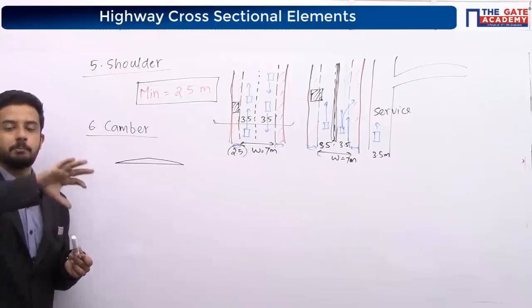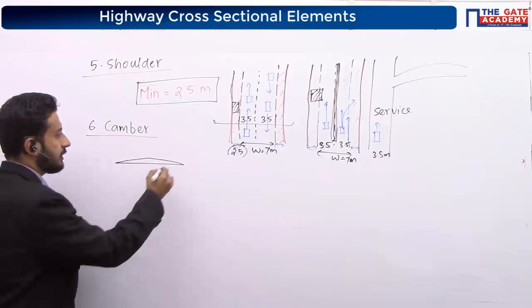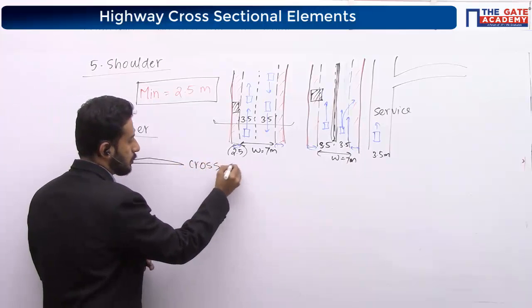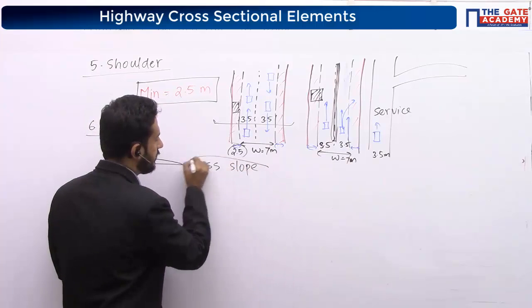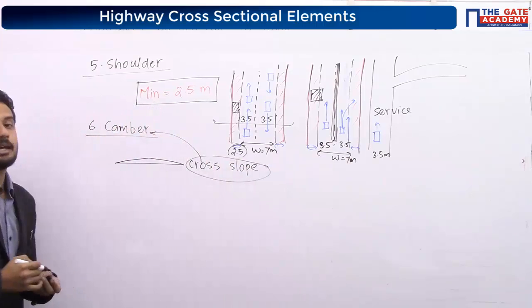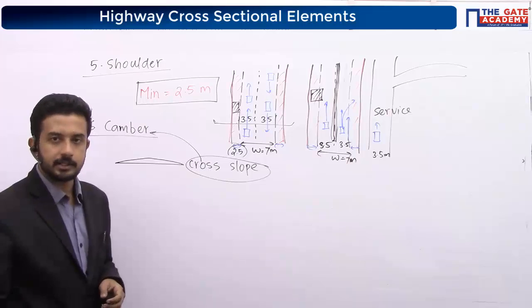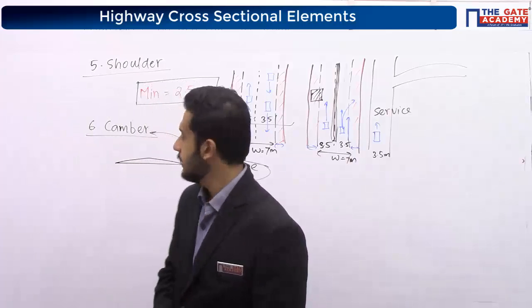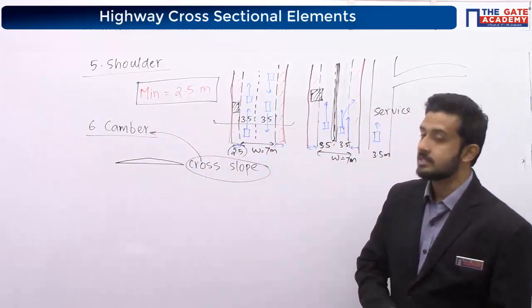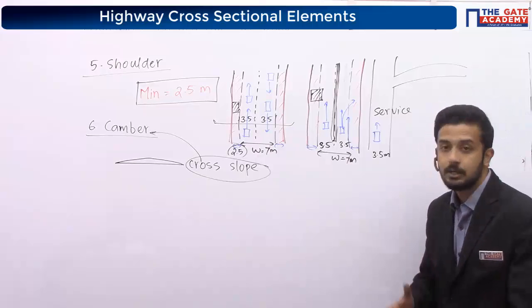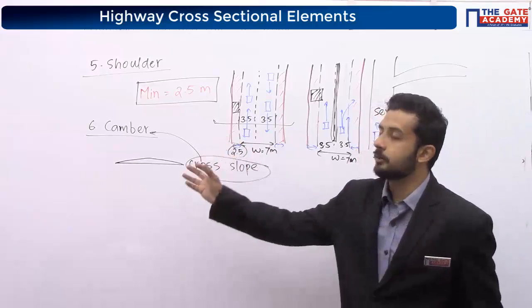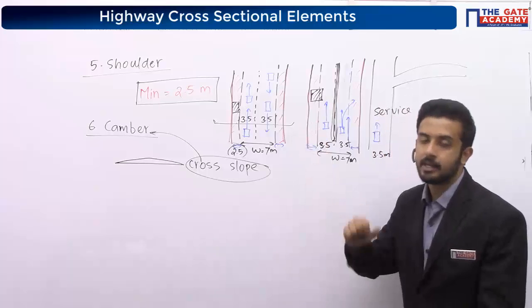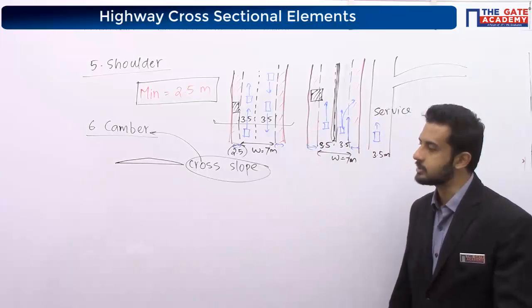That slope, we call it the cross slope. We call it camber. Very important thing. Many times GATE questions came. What is the purpose of camber? What are the values of camber? How are we going to use the camber in numerical questions? So many times GATE questions came.